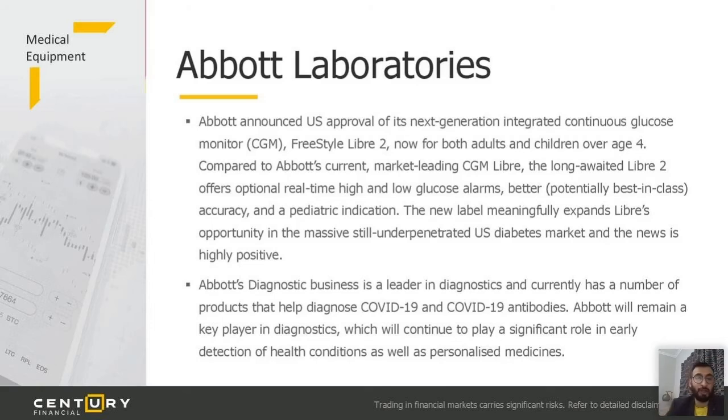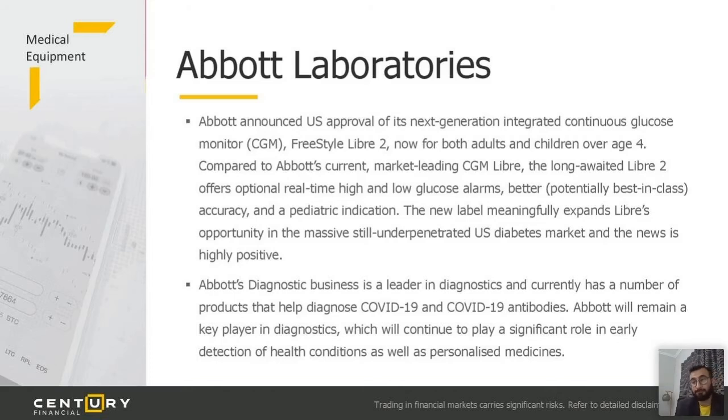They have announced US approval of their next generation integrated continuous glucose monitor, Freestyle Libre 2, now for both adults and children. Compared to Abbott's market leading CGM, the long awaited version offers optional real time high and low glucose alarms. To make it simple for everyone, this laboratory has received approval to go ahead with the continuous glucose monitor, which will be able to alarm you if the glucose levels are high or going low. Now, this is something in the US diabetes market, which is still under penetrated. It is very positive news.